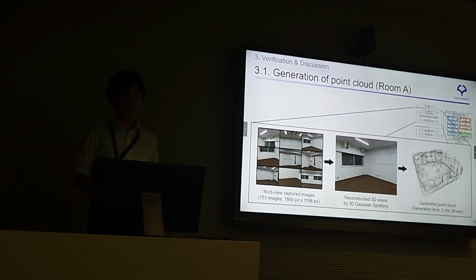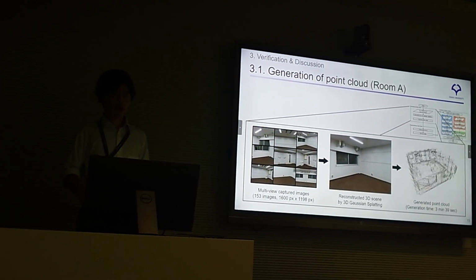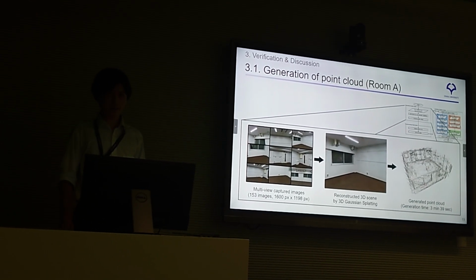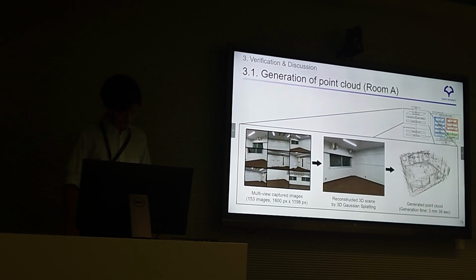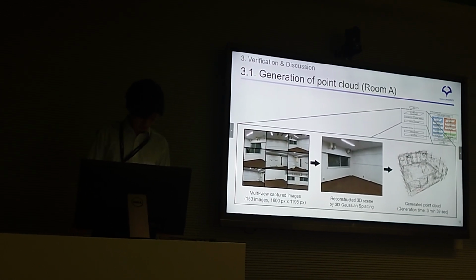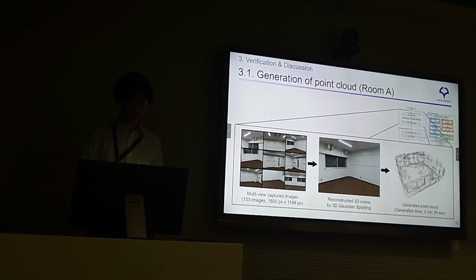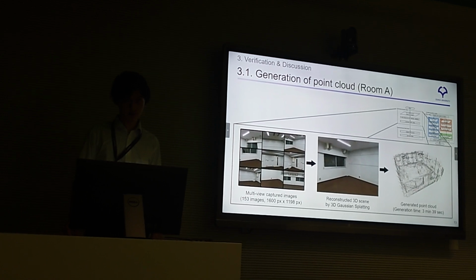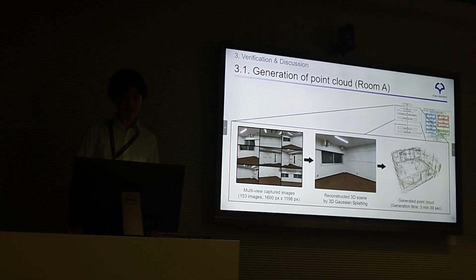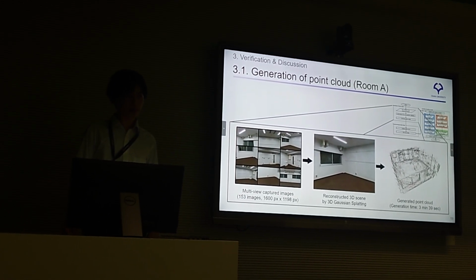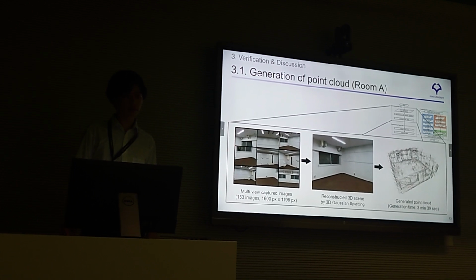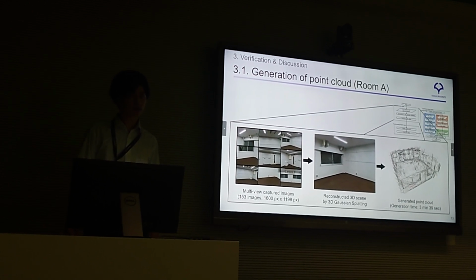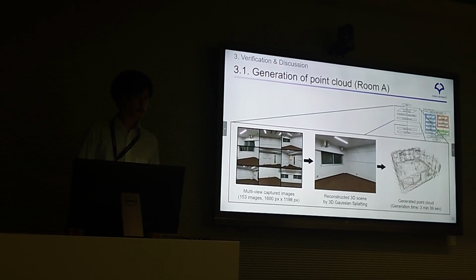One more additional comment. In comparison with the traditional structure-from-motion photogrammetry technique, the benefit of 3D Gaussian splatting is that it can treat non-Lambertian models like transparency or metallic reflection, which can be generated as 3D models. Okay, perfect. Thank you so much.